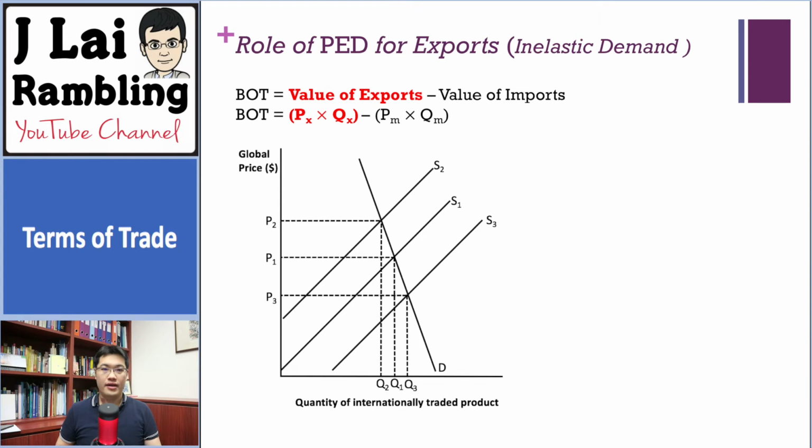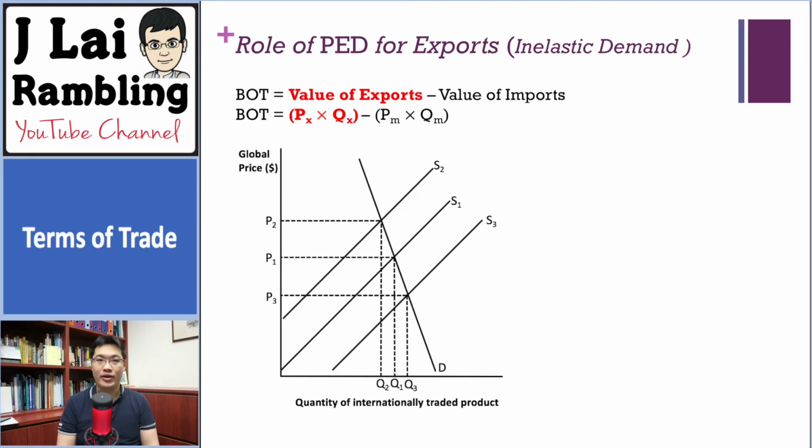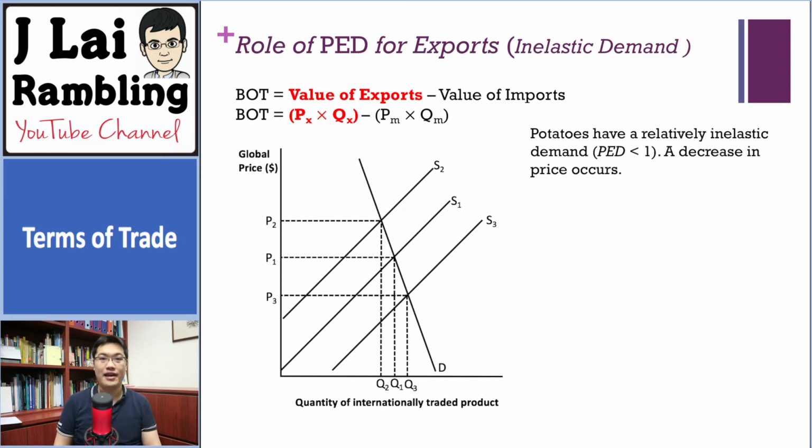So let's take a look at the case if the PED for exports is inelastic. Here I've just popped the equation for balance of trade at the top just to remind you what it is. We're focusing on exports, hence the highlight in red. Here the potatoes have a relatively inelastic demand curve and a decrease in price occurs. As can be seen in the diagram on the left, the demand curve here is steeper and hence shown to be more inelastic.